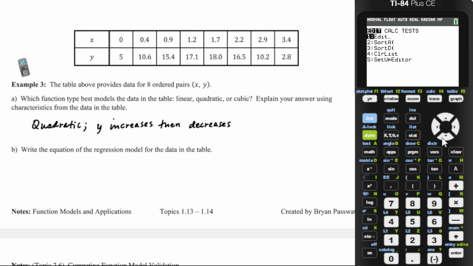So I'm going to go to stat, calculate a quadratic regression. See, that's right here, quadratic regression. That's option 5. I'm going to ask for that. Okay, X list, list 1, Y list, list 2. That's what we want. We don't want frequency list because we're not in a stat class.